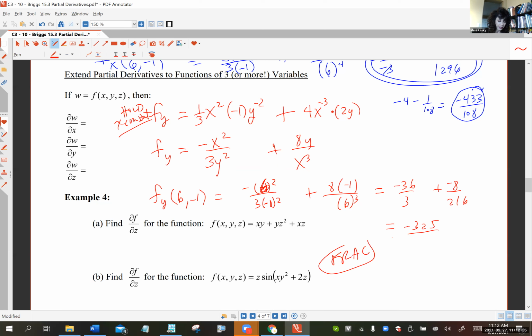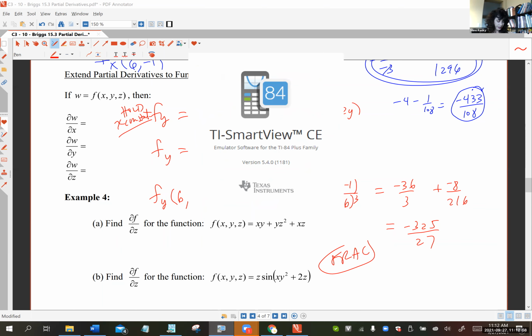Anybody know about the frac command? Anybody want me to do the frac command that doesn't know? Let me know in the chat. I'll do it. Somebody want to see the frac command? Say yes. No. Yeah, show us, please. Oh, okay. Want me to show you? Fantastic. All right. Let me get up my calculator.